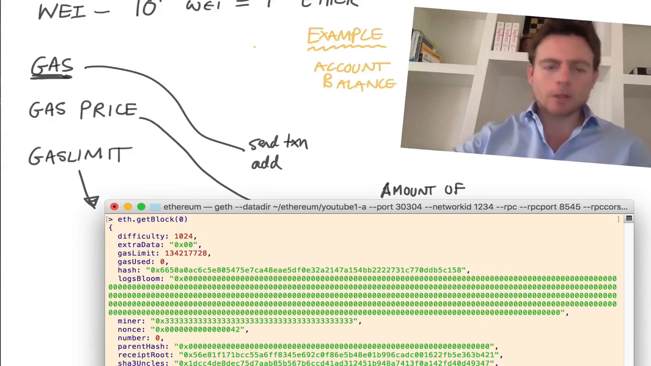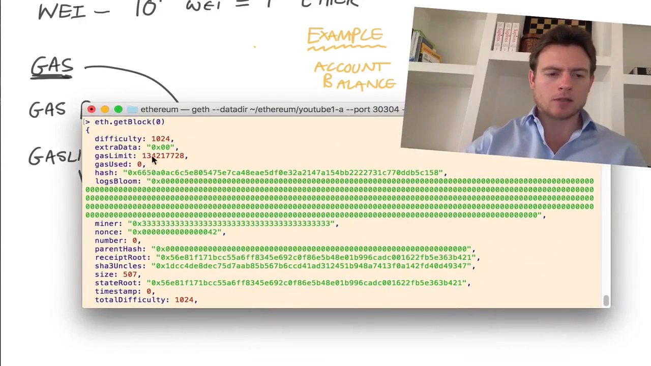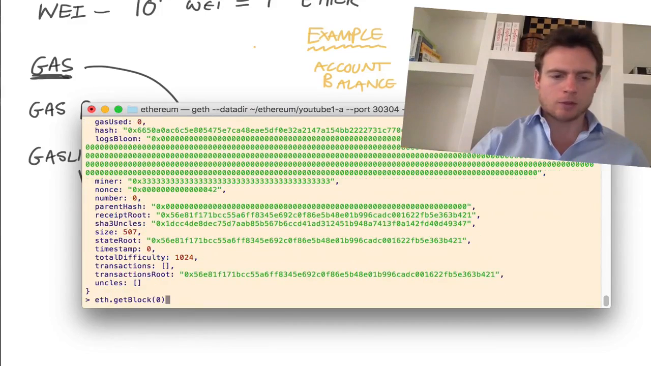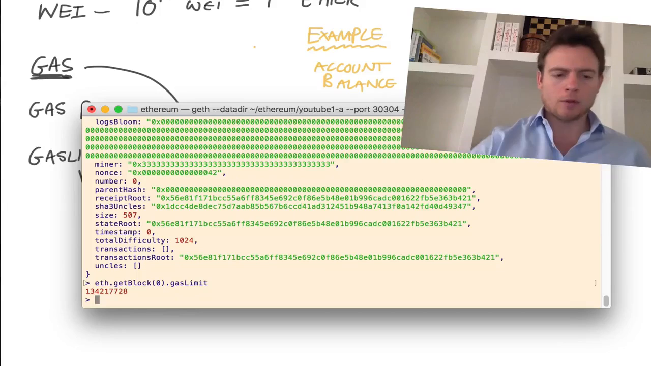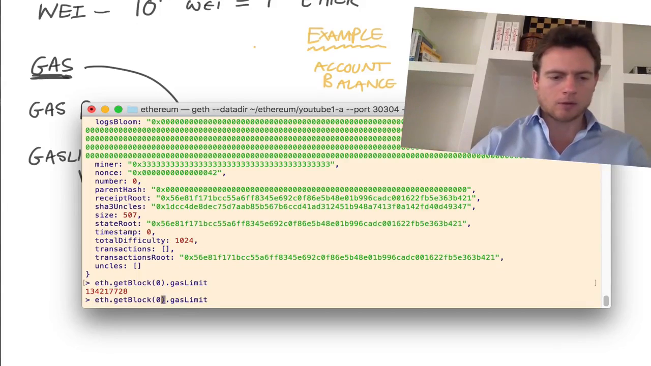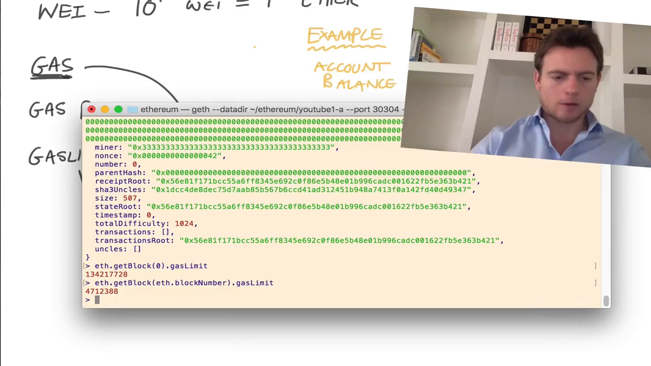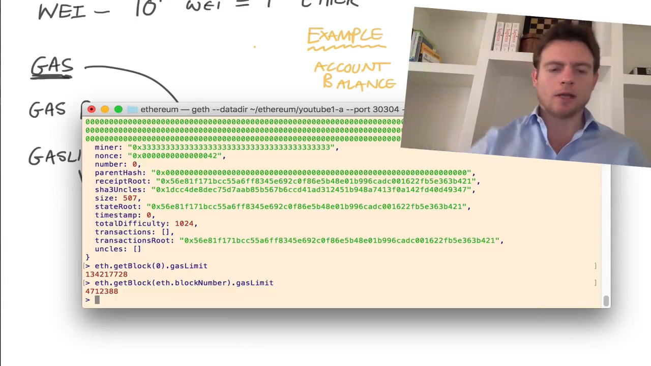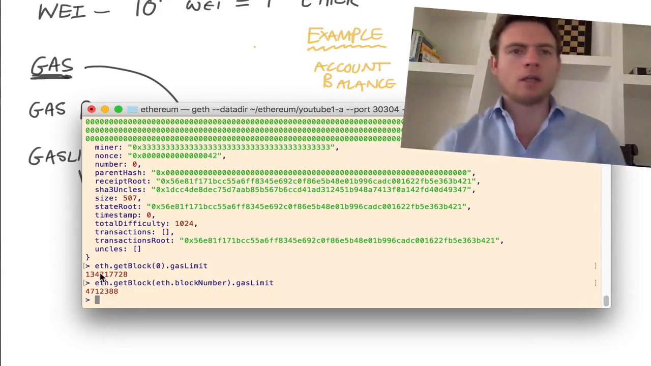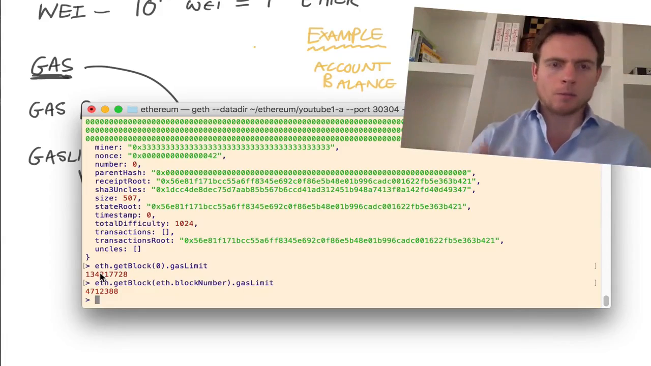Now, the one interesting thing about this is that if you see over time, this gas limit is 134 and so on. In fact, we can just refer to it here. If we do eth.getBlock and then eth.blockNumber, we can see that the gas limit has gone down. Gas limit does not have to stay the same. The gas limit can evolve over time, and it evolves by the miners themselves.